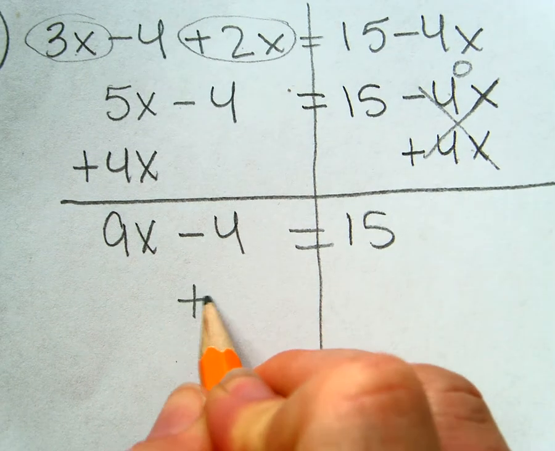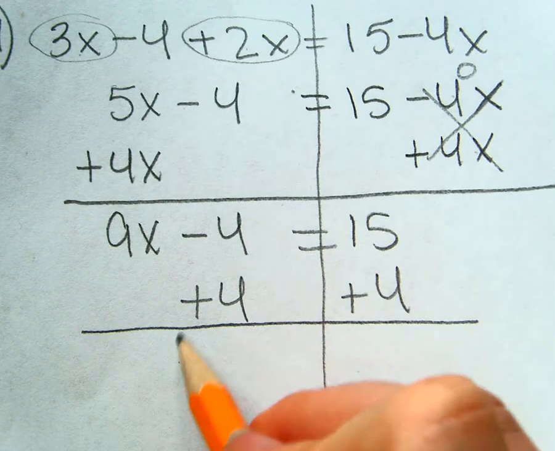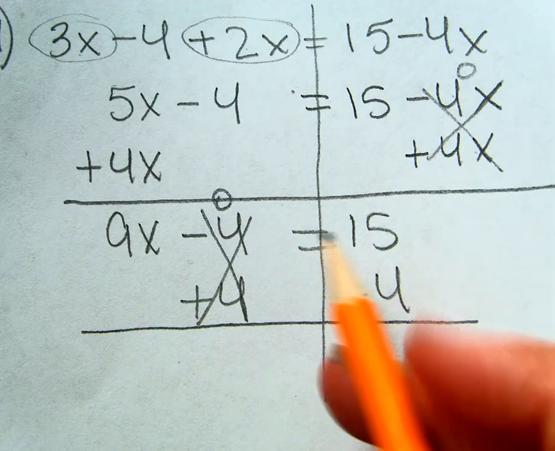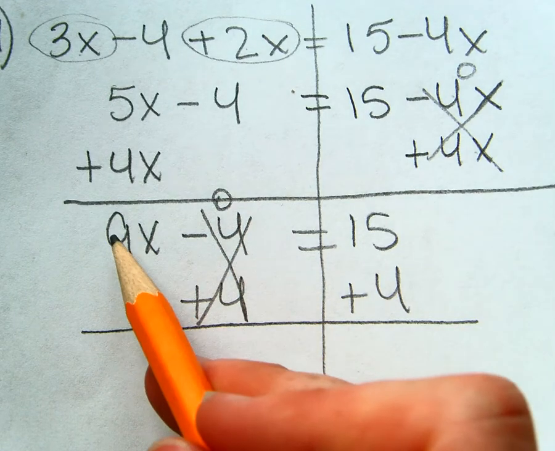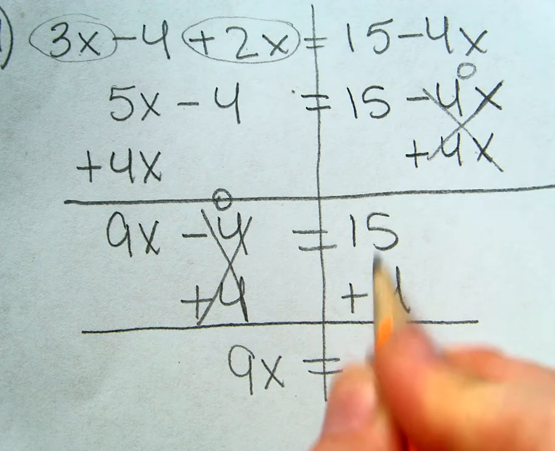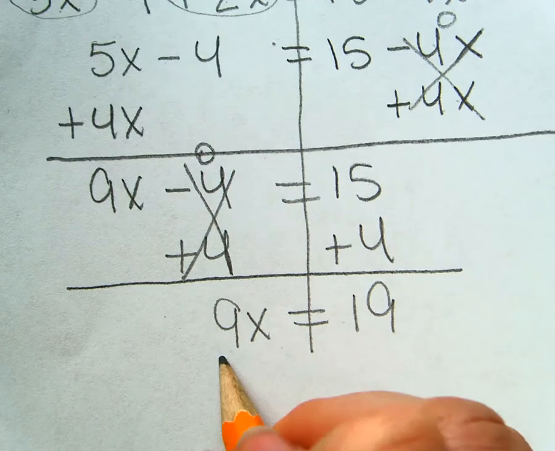So I'm going to add 4, making that 0 like I need for it to be. Remember, I'm moving anything added or subtracted first and removing anything that's attached with multiplication or division second. So I have 9x is equal to 19, and then divide by 9.